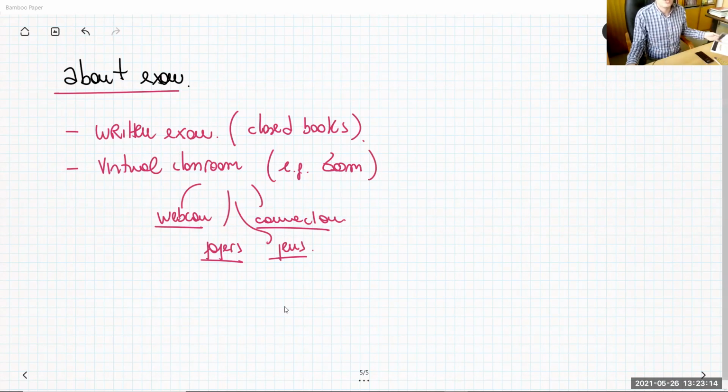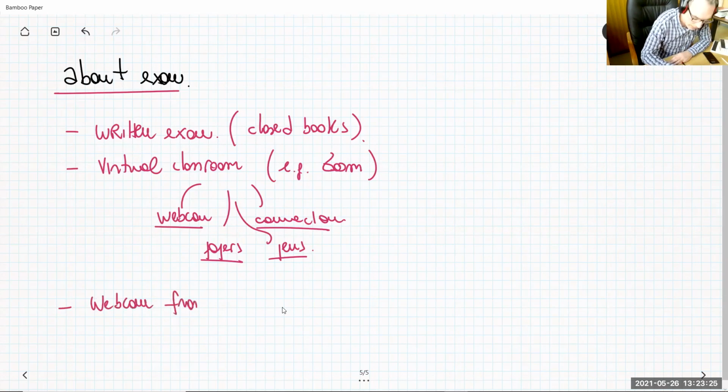Okay, so let me just write down these notes. Webcam, framing, face, hands, and papers you are writing.